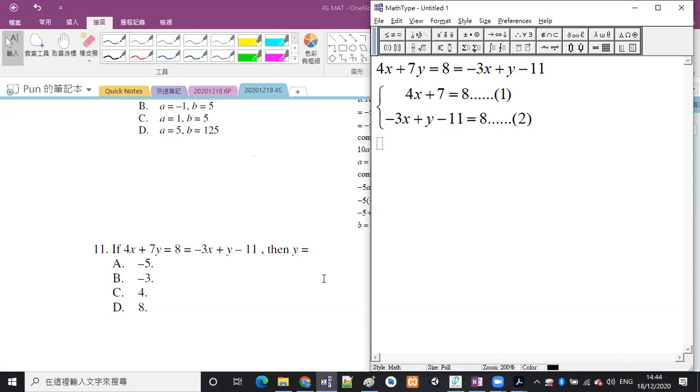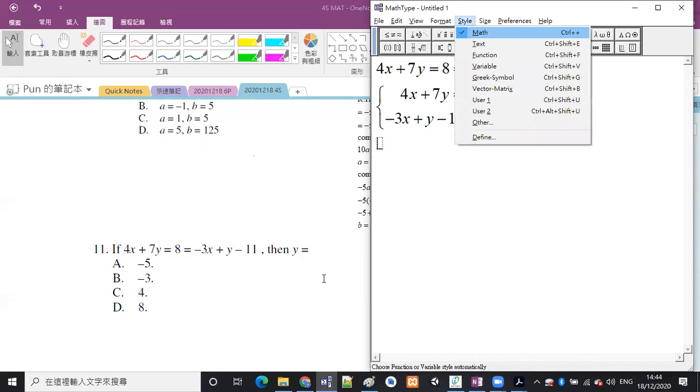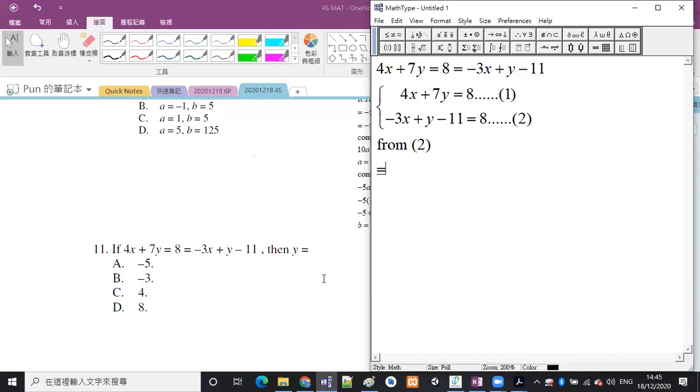I noticed that we have a y here, and it is very suitable to be the subject, because when it is changed to the subject of this equation, there will be no fraction. It's very important. So I will start from equation 2, changing y to be the subject. y is equal to 8 plus 11, that is 19 plus 3x, and label this equation 3.